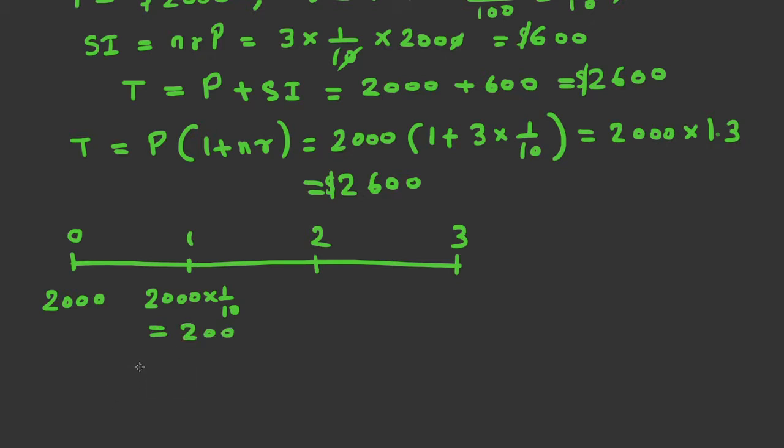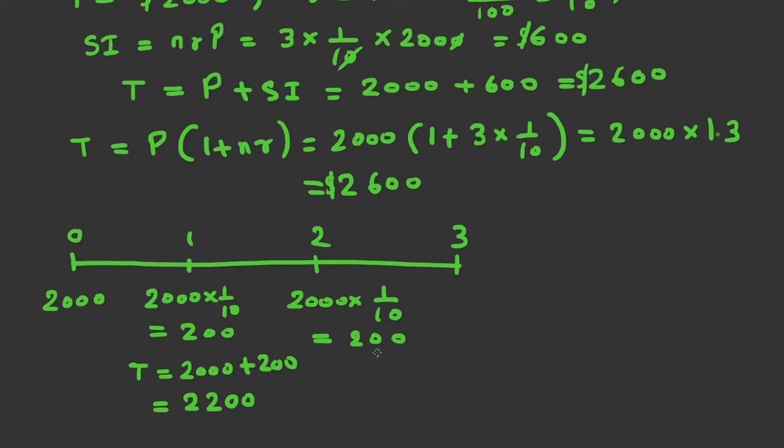What will be the accumulated amount at the end of the first period? Principal is already there, 2000, plus an interest of 200 is added. So the accumulated amount is 2200 at the end of the first period. At the end of the second period, we know the interest is calculated again as 10% of 2000 only, that is the principal only. So it is equal to 2000 into 1 by 10, that is equal to 200.